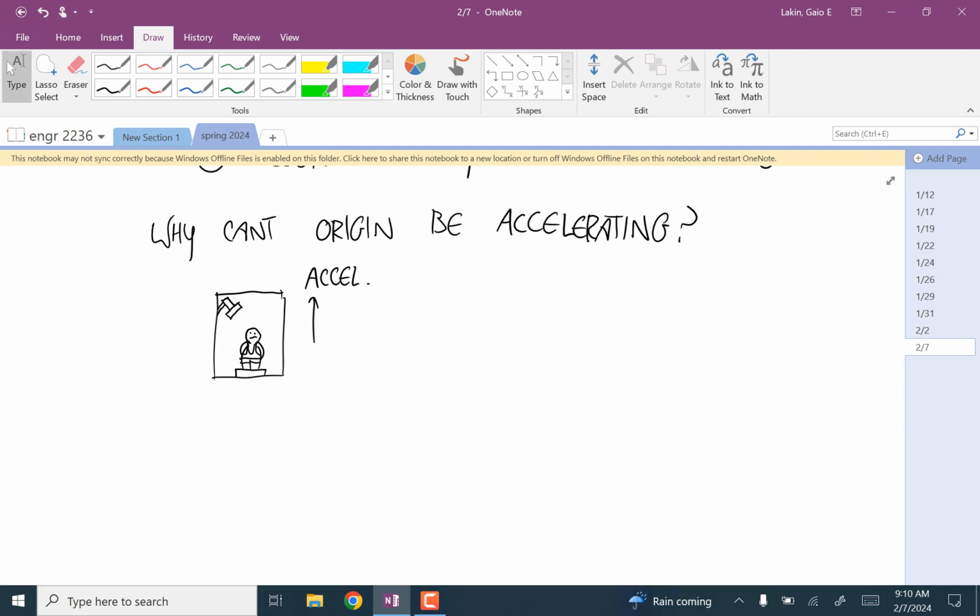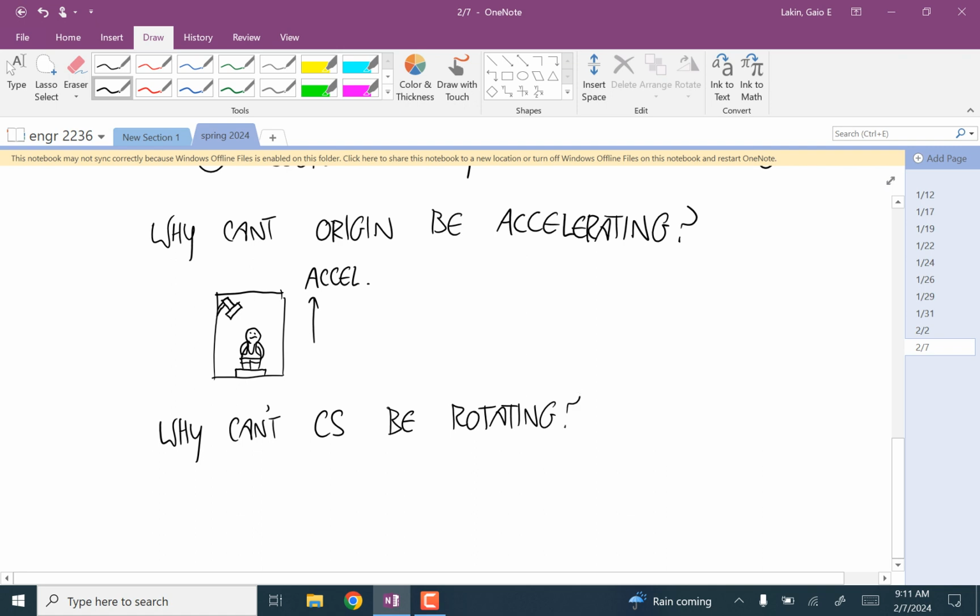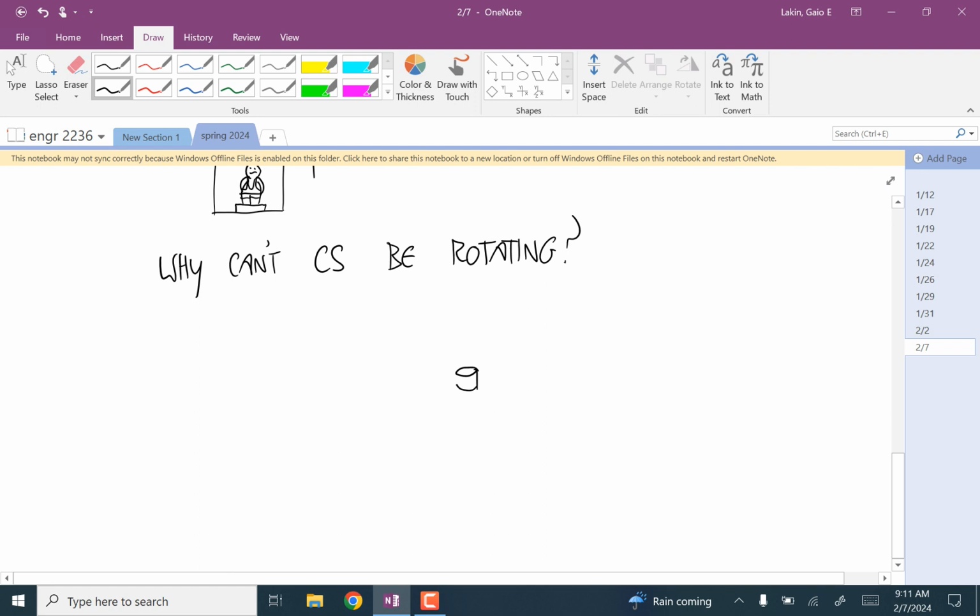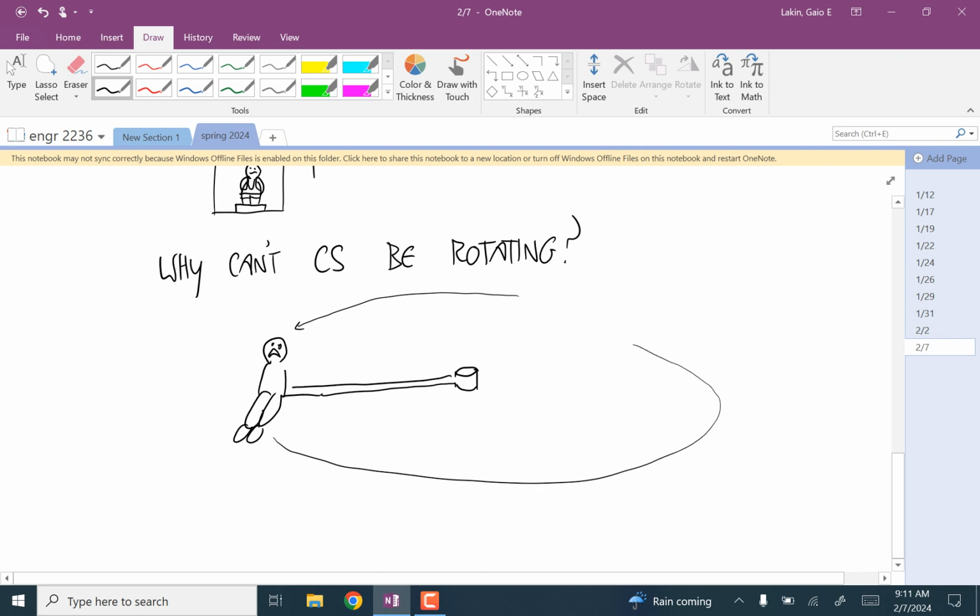And why can't the coordinate system be rotating? Picture that training centrifuge thing that supposedly they use with astronauts. So this thing's moving around in a circular path. And imagine that you had a camera that was fixed to this arm. So as this person moves around, that camera is measuring the person's position, and then you can use that to calculate the velocity and acceleration.